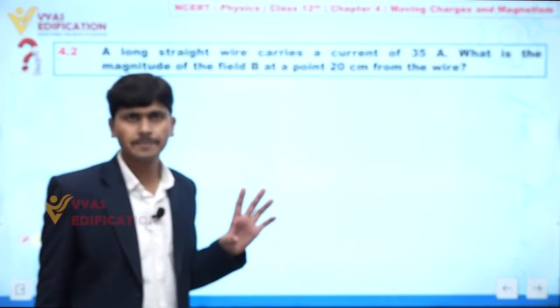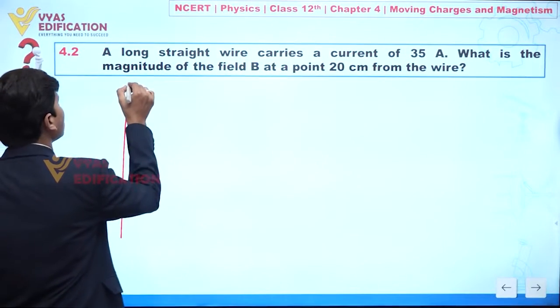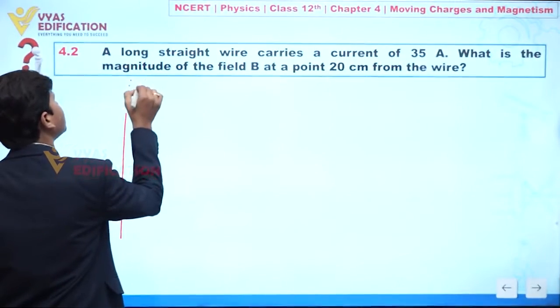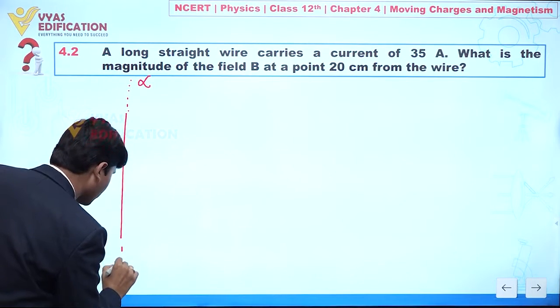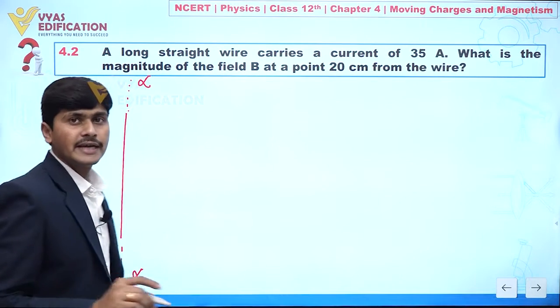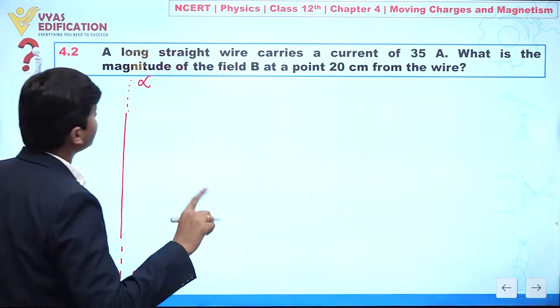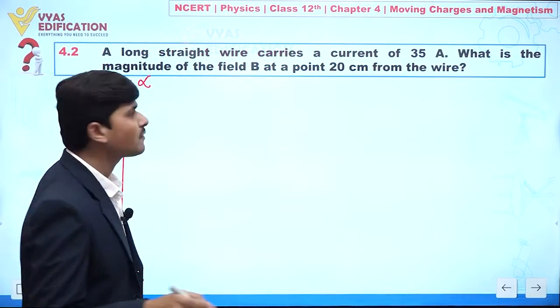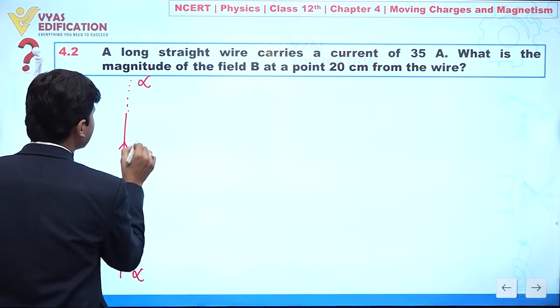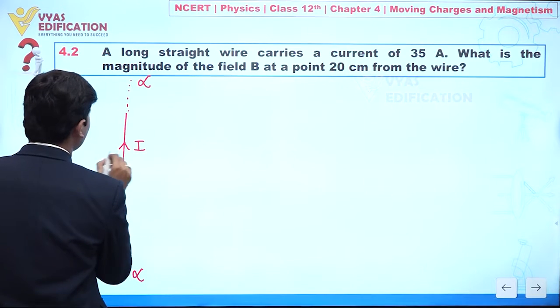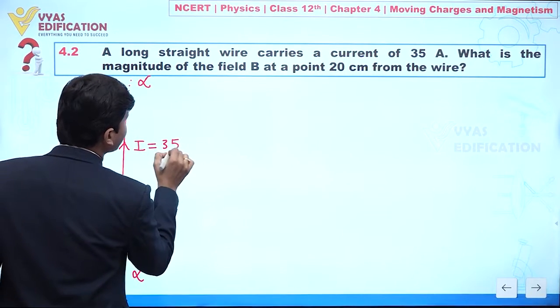this is a straight wire. And let's suppose this is a long straight wire. Long straight wire means we can say this is going up to infinity. In this question it is given that a current of 35 ampere is flowing. So let's suppose the current that is flowing here, I, is equal to 35 ampere.